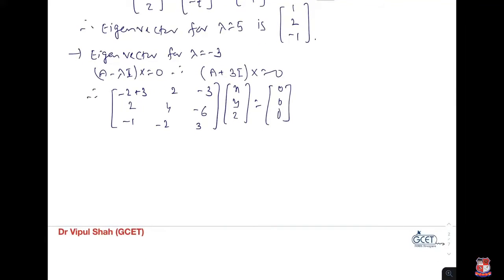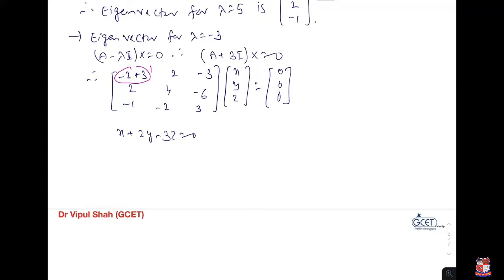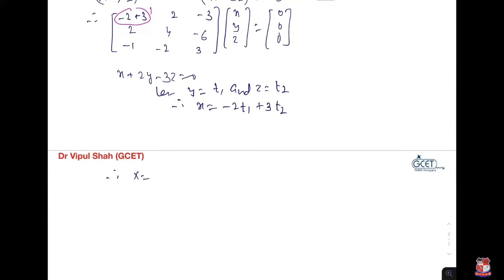Now see, all the three equations, this is 1. So this is x plus 2y minus 3z equal to 0. Now if I take this one, then also x plus 2y minus 3z equal to 0. If I take this, then also x plus 2y minus 3z equal to 0. So basically we are having only one equation, and that happens when the roots are repeated. So let y equal to t1 and z equal to t2, and therefore x equal to minus 2t1 plus 3t2.